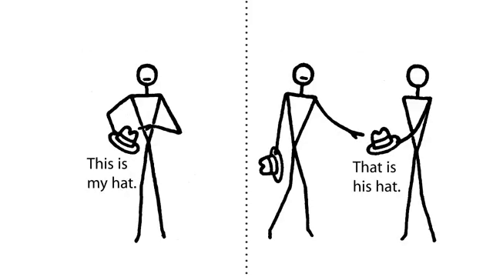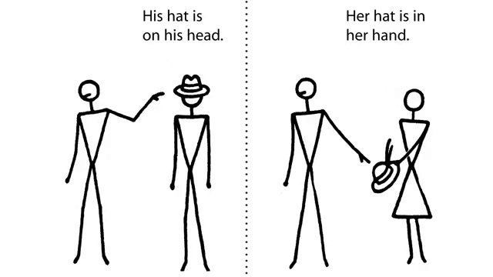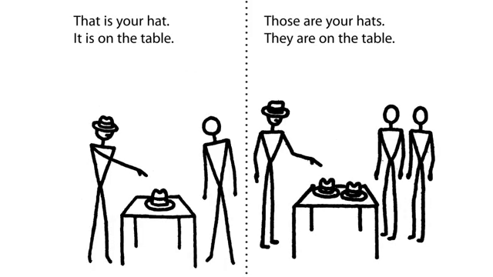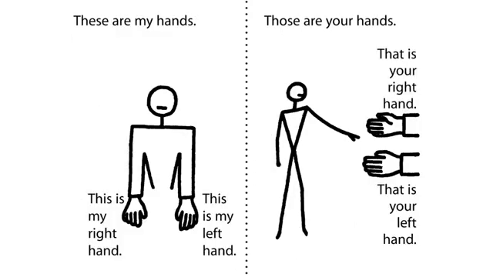This is my hat. That is his hat. His hat is on his head. Her hat is in her hand. That is your hat. It is on the table. Those are your hats. They are on the table.